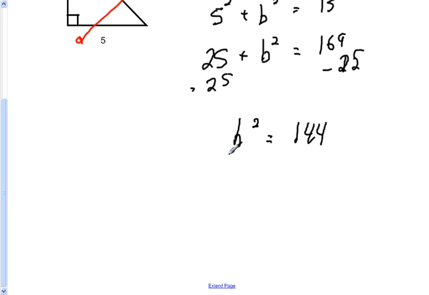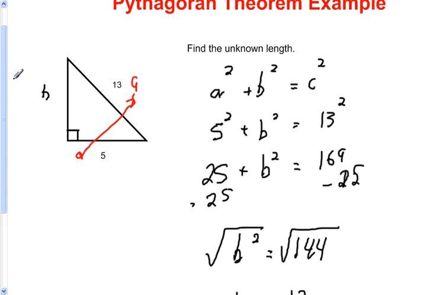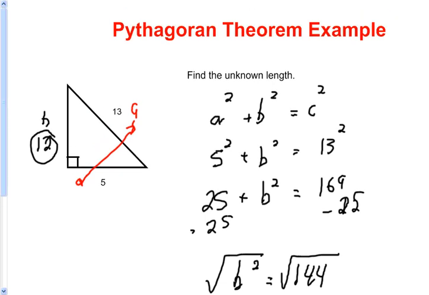Now, the last thing we have to recall is we want to get B by itself. We have B squared. We need to take the square root. Square root of 144, because we want to find some number that multiplies by itself to equal 144, which in this case is a nice even number, 12. If it was a decimal, we'd leave it as a decimal. So our unknown length is 12. That's how we use Pythagoras' theorem. And those are the types of formulas you're going to be using throughout this course.